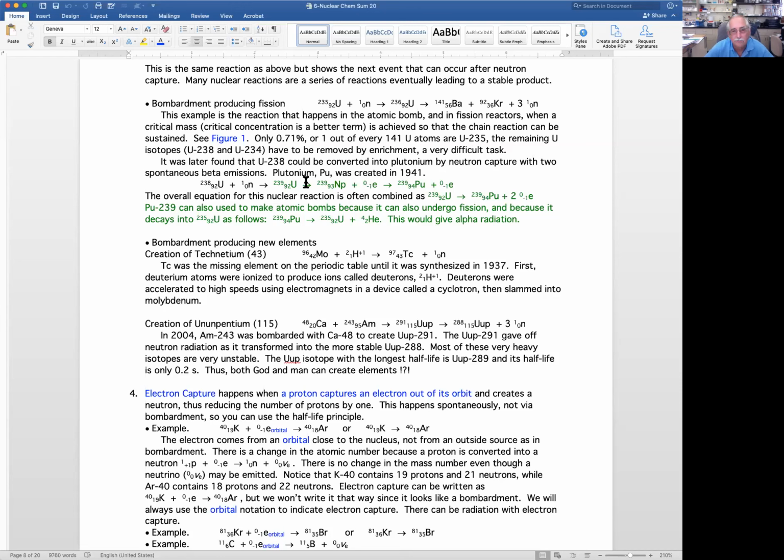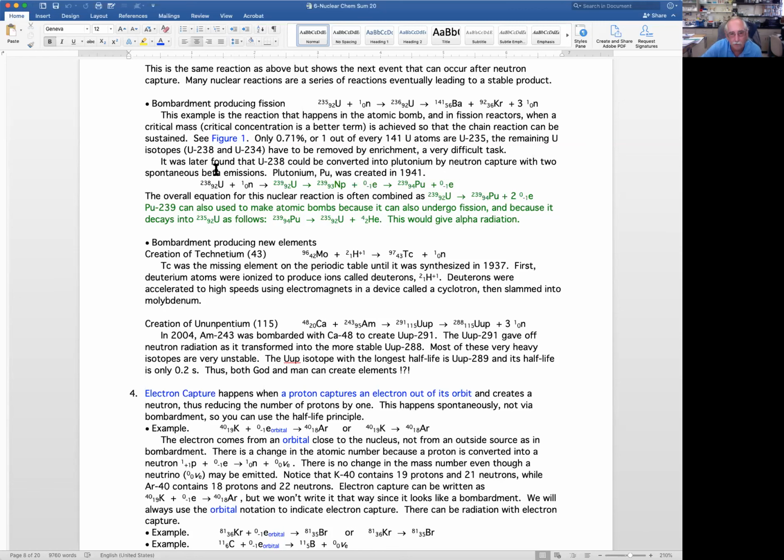So later on, it was found that uranium-238 can be converted into plutonium. Now, plutonium doesn't exist on planet Earth. So plutonium was first created in 1941. This is how they did that. So uranium-238 was hit by a neutron. So you have neutron capture. This is bombardment, and then spontaneously, it gave off a beta particle and turned into plutonium after giving off another one.